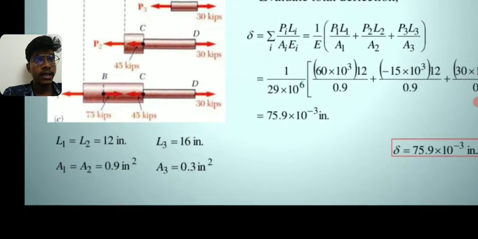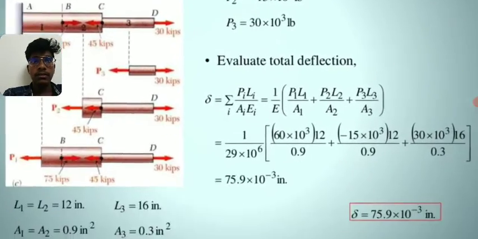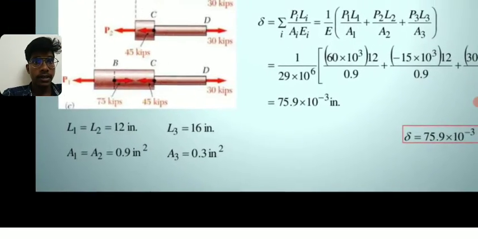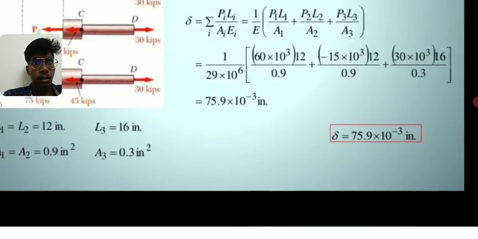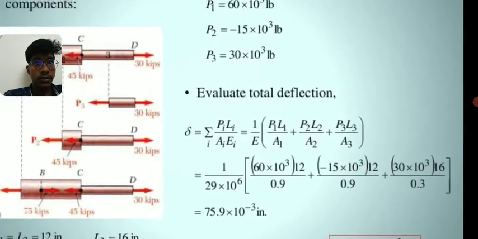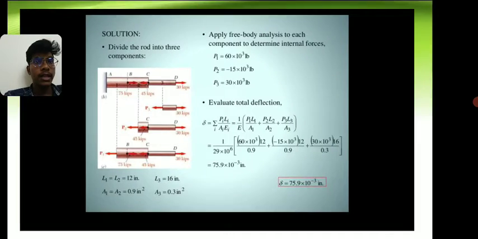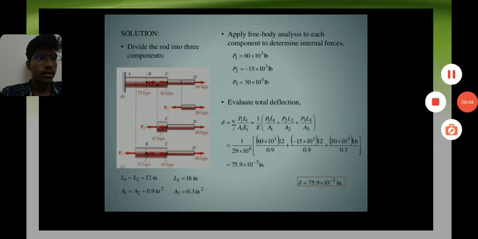Now E is equal to 29 into 10 power 6, that is the value we have got. The area for A1 and A2 will be the same, and A3 is different because of the smaller section. Now we get the value in inches. That's the total deflection we have obtained.